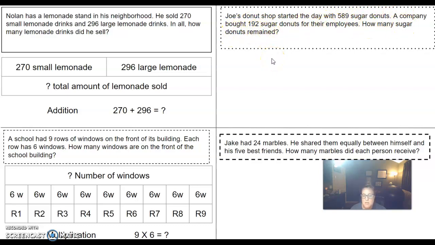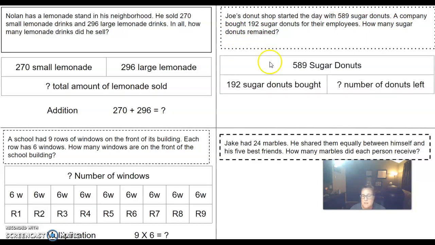So the first thing I'm going to do is make my strip diagram. My strip diagram is going to look like this. So I started with 589 sugar donuts. And somebody bought 192 sugar donuts, and I'm trying to figure out how many donuts are left. Well, since I'm starting with my whole or my total and I'm taking a part and it's going away, that means I'm going to subtract or use subtraction. So my equation would read 589 minus 192 equals question mark, which tells us the number of donuts left.